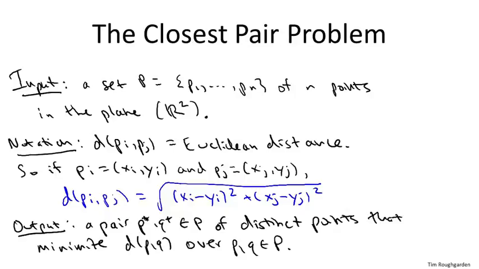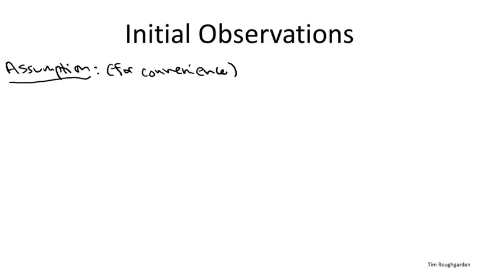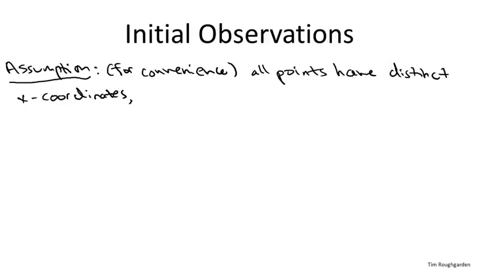Next, let's start getting a feel for the problem by making some preliminary observations. First, I want to make an assumption, purely for convenience, that there are no ties. That is, I'm going to assume all points have distinct x-coordinates, and also all points have distinct y-coordinates. It's not difficult to extend the algorithm to accommodate ties. I'll leave it to you to think about how to do that.